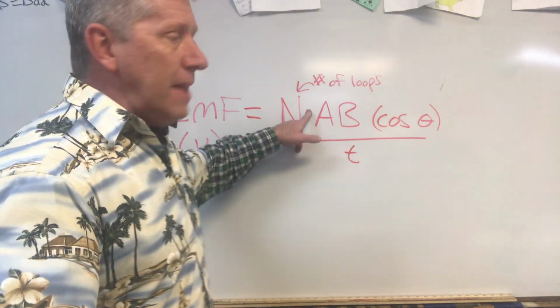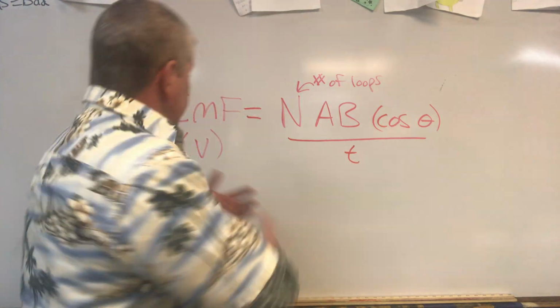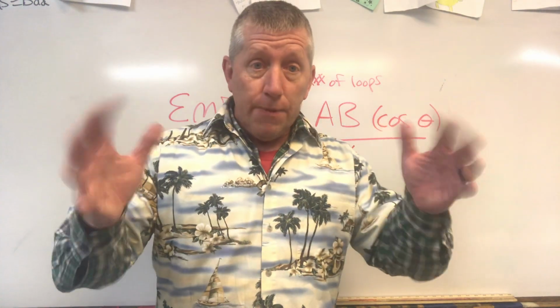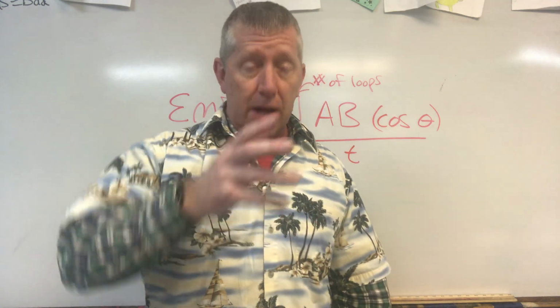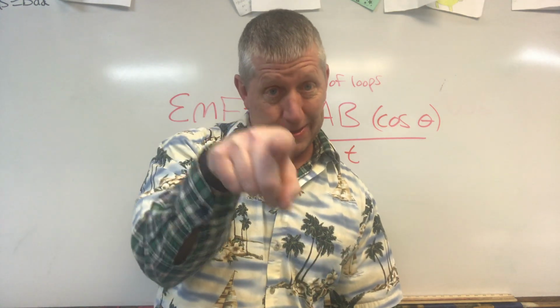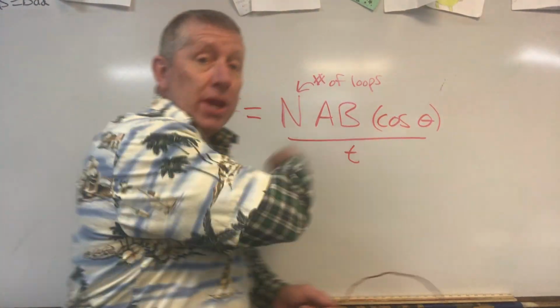They put a delta here, and that just means that if you don't have any change in flux, you can't produce any voltage. Remember, the whole thing involves change, change of the flux. You've got to keep changing the flux. So you've got to have a change in your flux in order to generate your voltage.